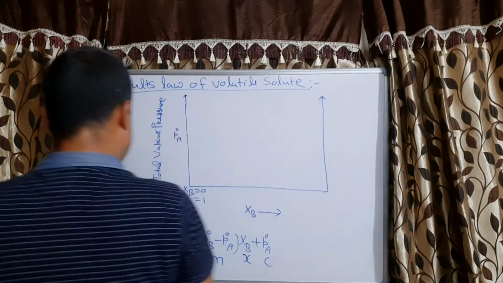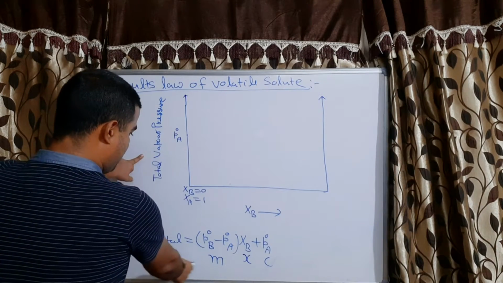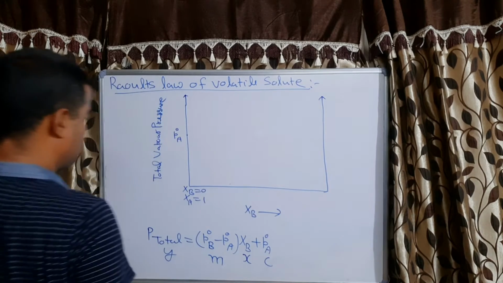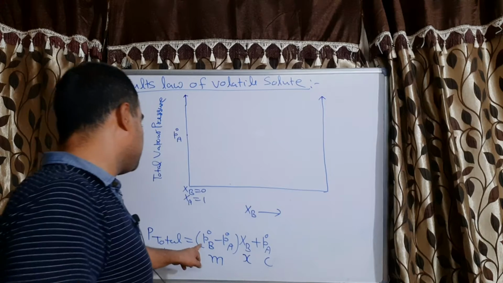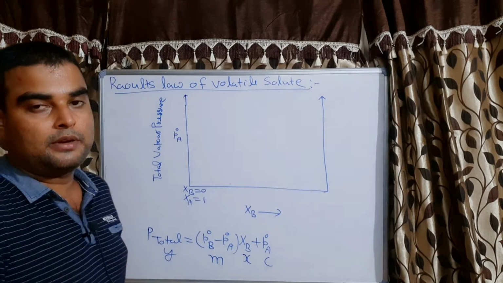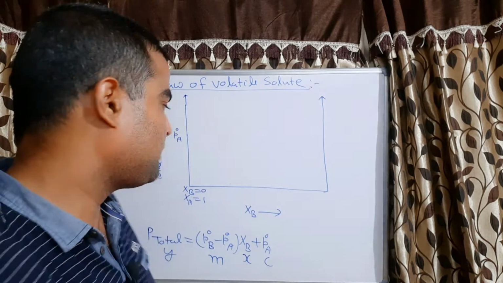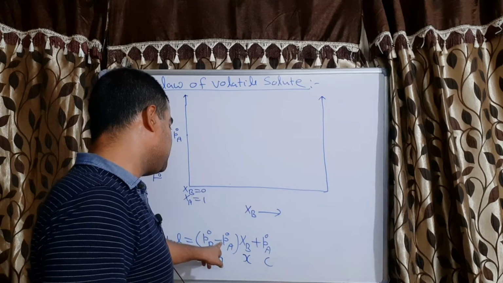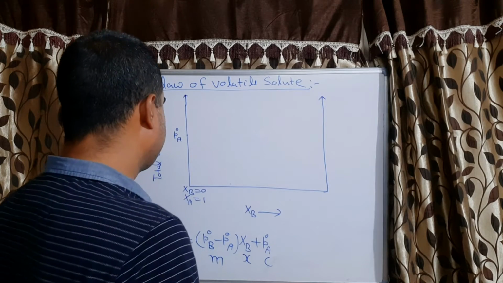Now, the y-intercept is over. Now come to the slope. Slope is P naught B minus P naught A, and that slope is positive. What is the meaning of positive? Positive means the value of P naught B is greater than the value of P naught A.